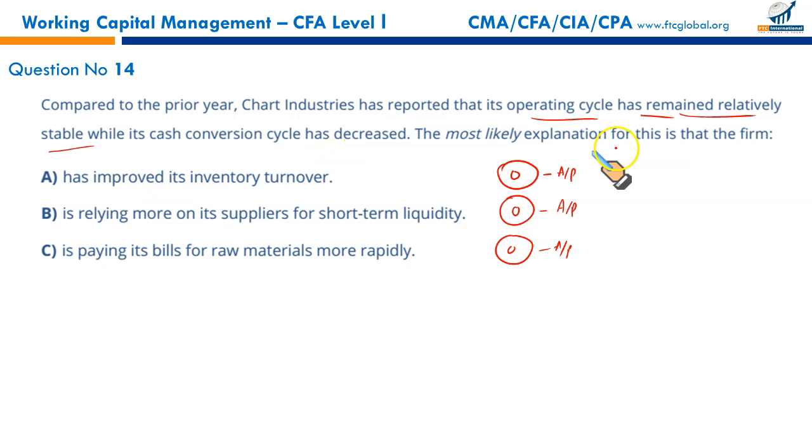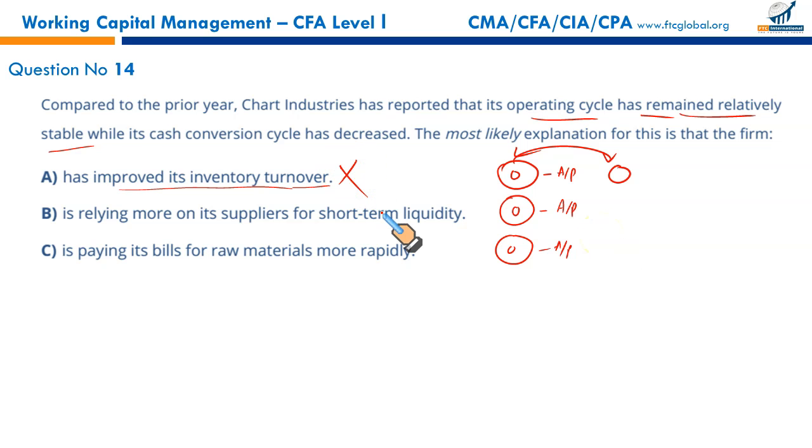First, it says that improved inventory turnover. If inventory turnover has improved, it will affect operating cycle and conversion cycle in the same way, so there won't be change in cash conversion cycle. We are looking for an arrangement in which cash conversion cycle becomes shorter. So if your inventory turnover has improved, it will affect both, not one. The question says operating cycle is of the same length, but your cash conversion cycle has shortened. So this is not helping.